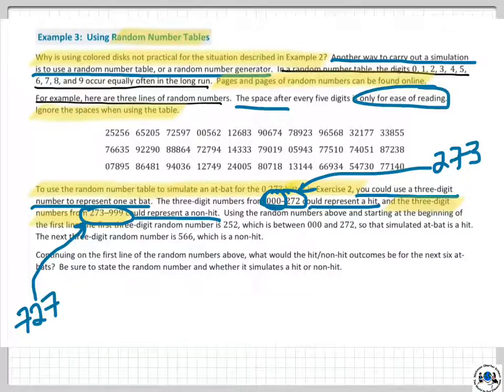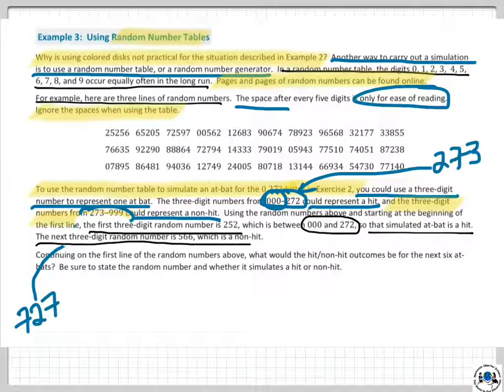So using the random numbers above and starting at the beginning of the first line, the first 3-digit number is 252, which is between 000 and 272, so that simulated at-bat is a hit. The next 3-digit random number is 566, which is a non-hit.